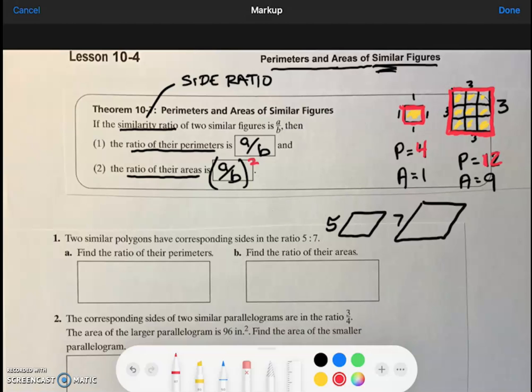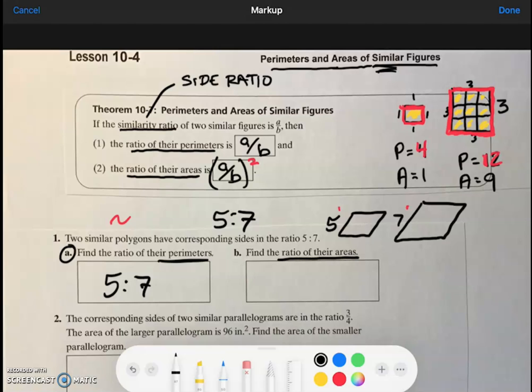All right, number 1 here. Two similar polygons have corresponding sides of 5 to 7. So I just drew two figures here. It looks like parallelograms, 5 inches, 7 inches here, and they are both similar. All right, so part 1A, find the ratio of the perimeter. The similarity ratio is 5 to 7, and the ratio of the perimeter is also 5 to 7. Now, I don't know if the actual perimeter is 50 inches to 70 inches, but I do know it reduces down to 5 to 7.